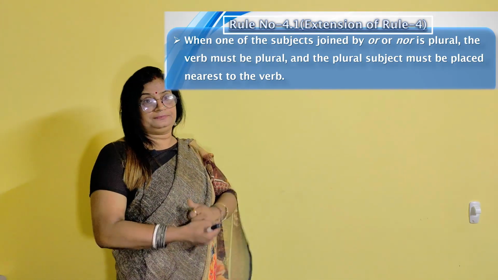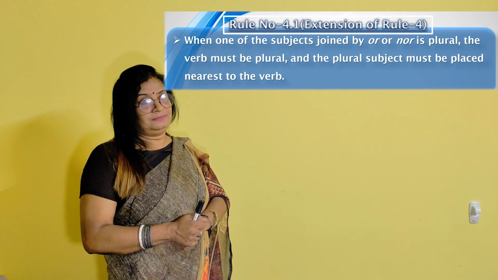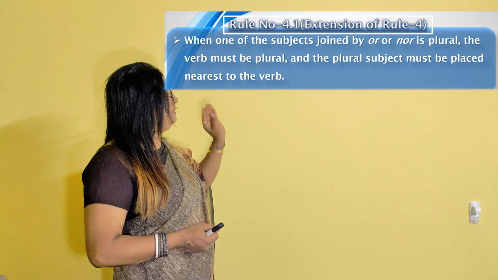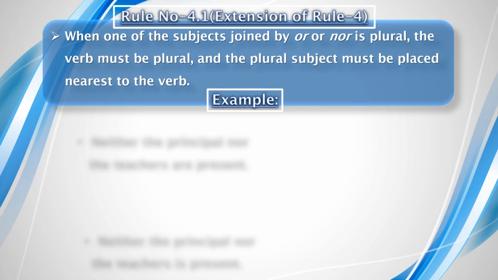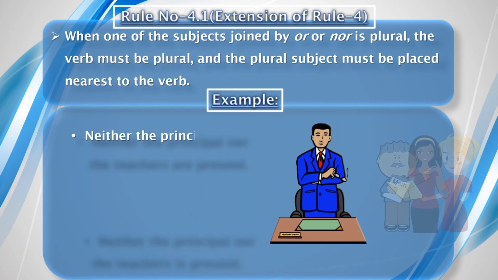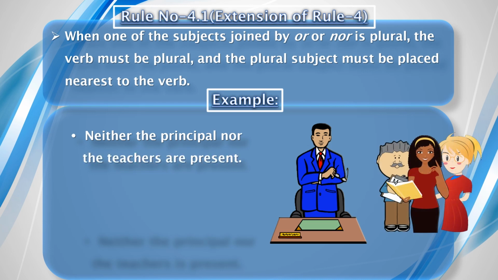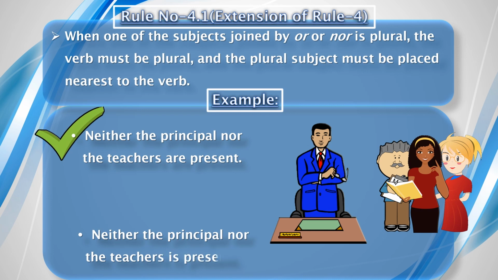It should be nearer to the plural subject. Okay, now see, neither the principal, now we are coming to the example, neither the principal nor the teachers. So here one of the subjects is singular, another one is plural. Now where will be the verb? The verb will be nearer to the plural subject and the verb will also be plural. Now teachers, so I am putting here are. Neither the principal nor the teachers are present. Okay, so this is another rule.